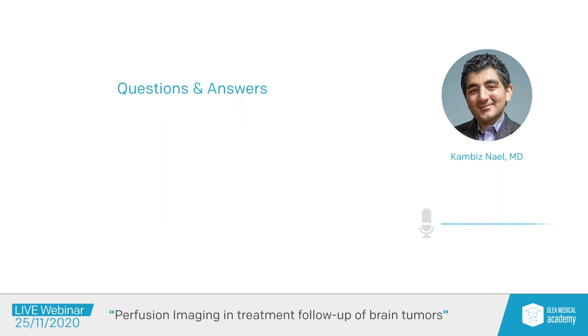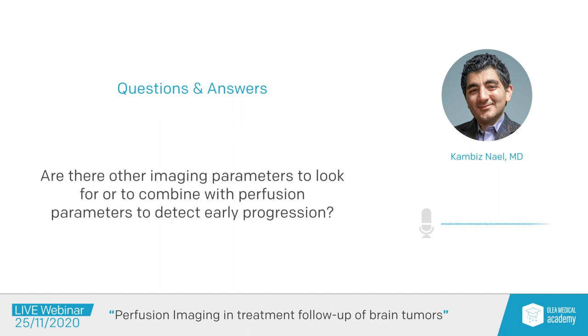Thank you very much. There is no additional question, and there is a last one. Are there other parameters to look for to combine with perfusion parameters to detect early progression?